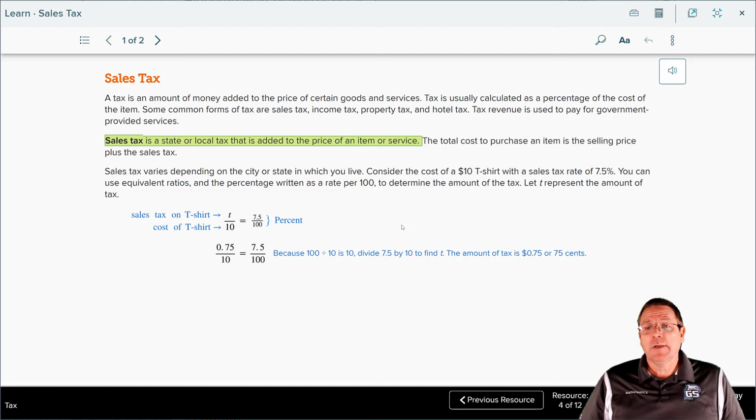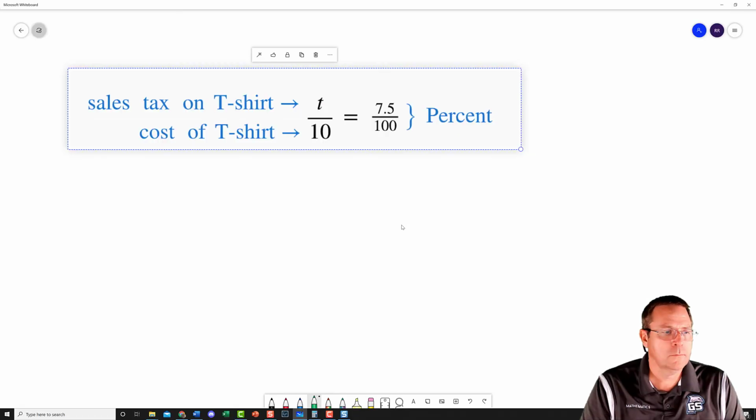Consider the cost of a $10 t-shirt with a sales tax of 7.5%. You can use equivalent ratios and the percentage written as a rate per 100 to determine the amount of the tax. That is what we are fixing to learn how to do. They decided to let T represent tax, how appropriate, and now we're going to work on the problem on a side sheet because I just really don't like all the voodoo stuff they use to show this to you.